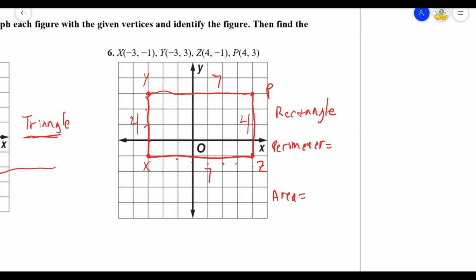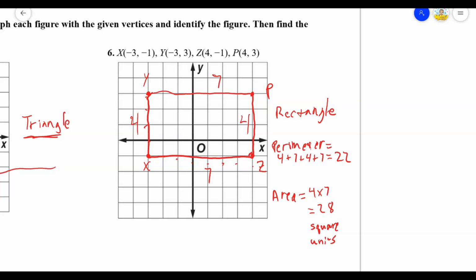Okay, so hopefully for perimeter, we just added 4 plus 7 plus 4 plus 7 and got 22. Okay, so it's 22 units. We don't really have centimeters or inches here. They're just our graphing blocks. And then for the area, we're going to multiply. 4 times 7 equals 28, and that's square units.